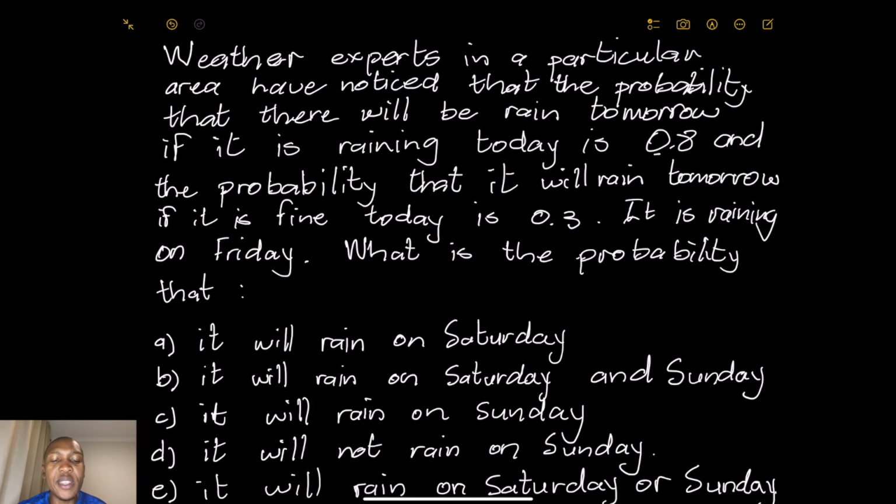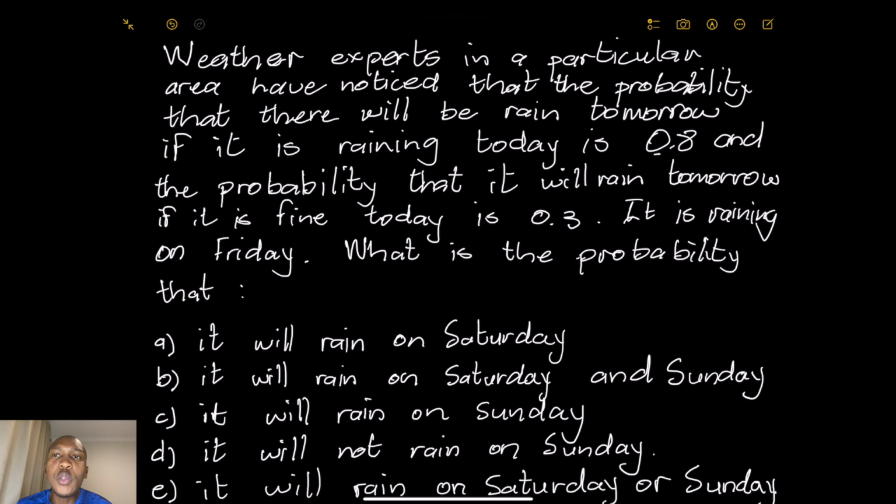Now they say it is raining on Friday. So let's assume this is a Friday, whenever it is that you'll be watching this video. We want to check several things. They are telling us that it is raining today, so what should be the probability that it will be raining tomorrow? Which means on a Saturday, that will be 0.8, 80% chances.